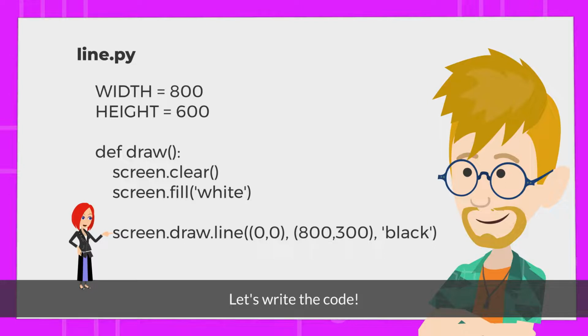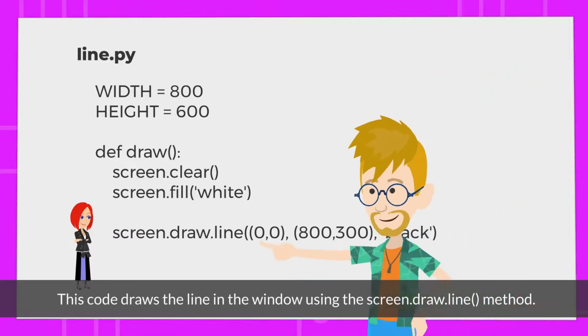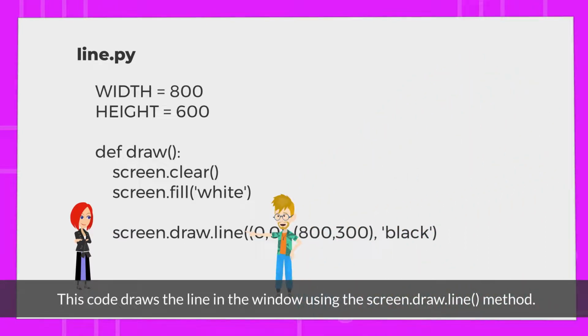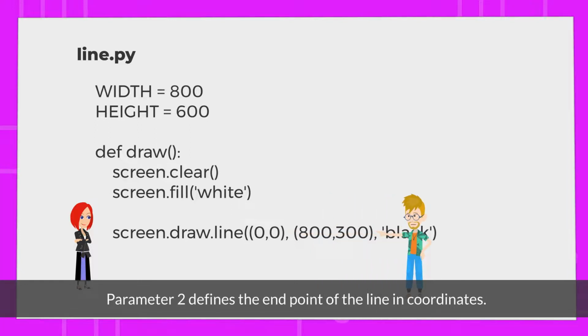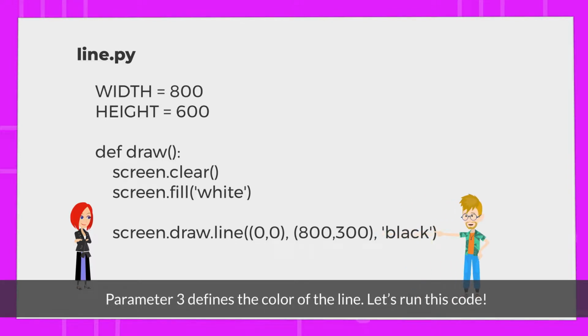What does this code mean? The code draws the line in the window using the screen.draw.line method. Parameter 1 defines the starting point of the line in coordinates. Parameter 2 defines the end point of the line in coordinates. Parameter 3 defines the color of the line.